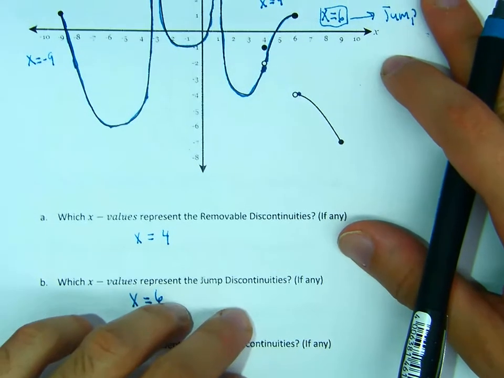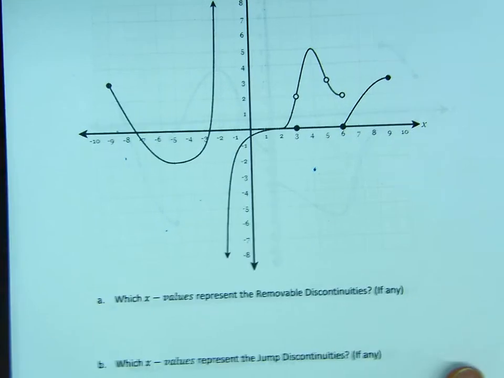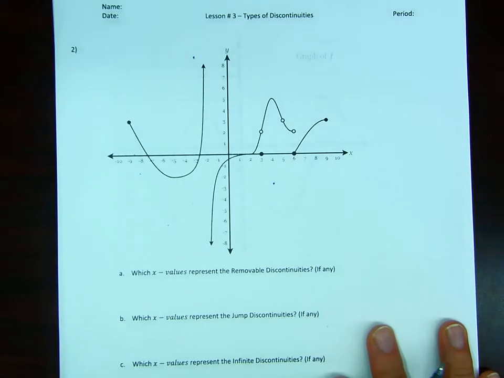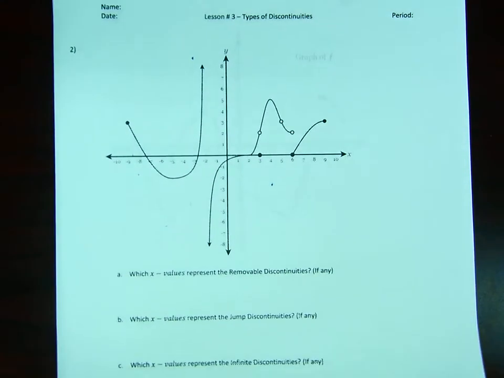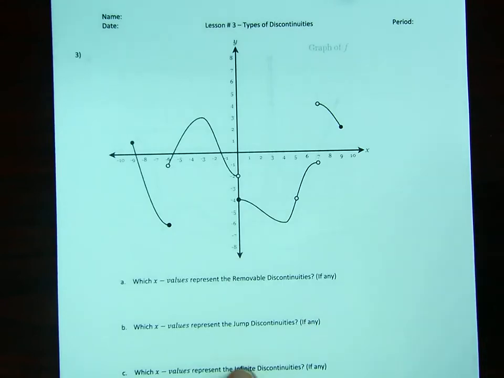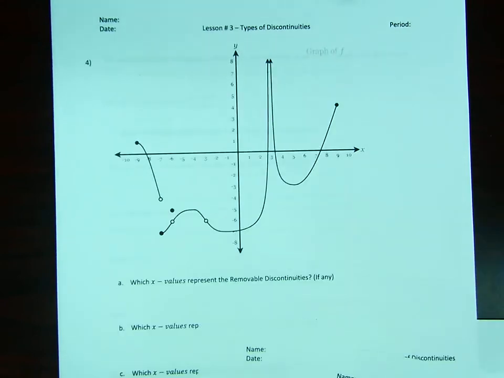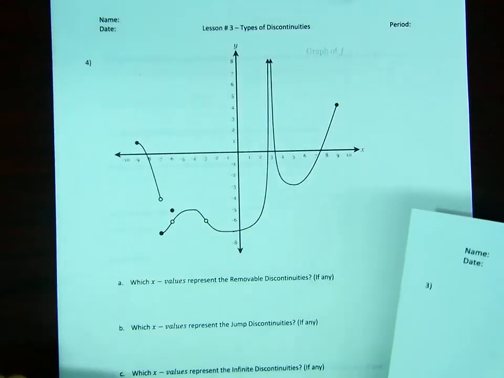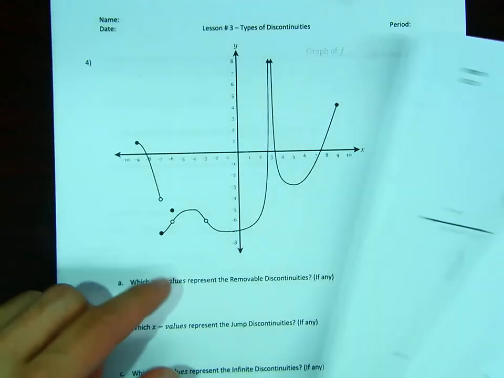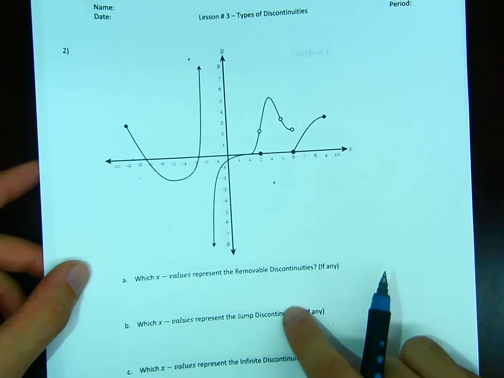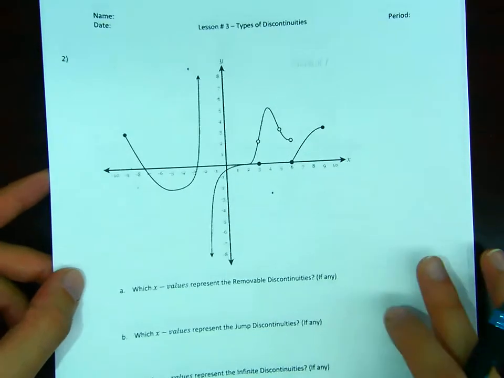What I want you to do is, if this felt okay, try and do, let me zoom out a little bit, so you have page 2, or you have question 2, question 3, question 4, right? What I want you to do is do A, B, and C. Find all the removables, jumps, and infinite discontinuities within this graph, if they exist, right?